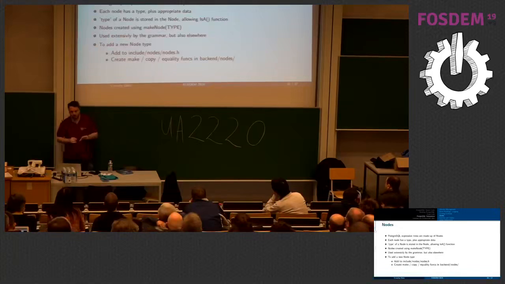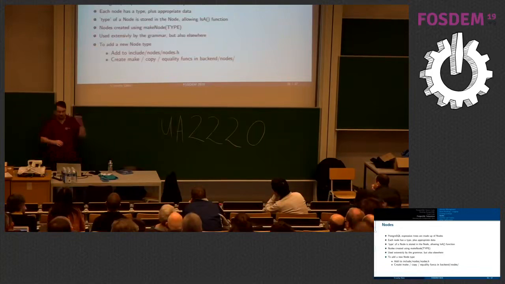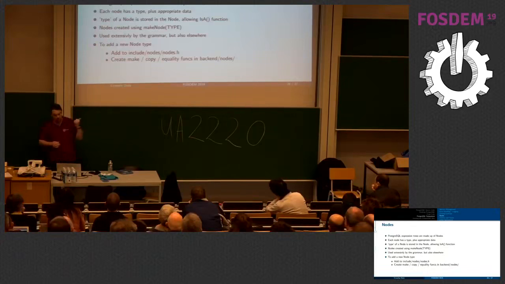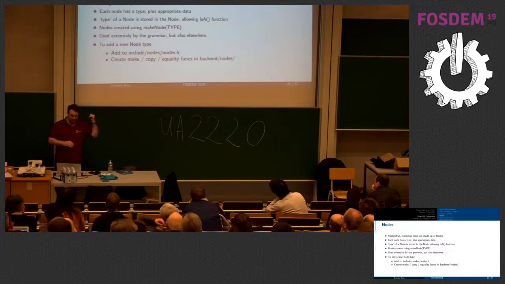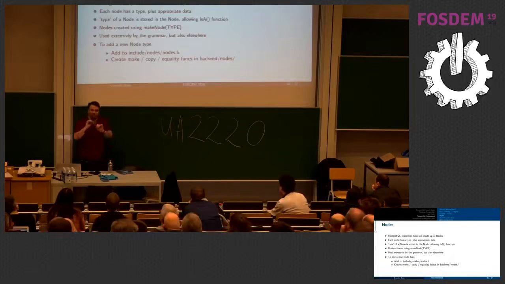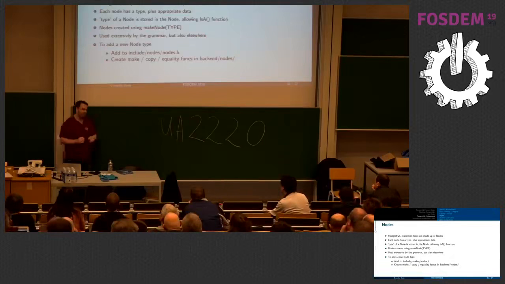So I talked about nodes earlier. Expression trees are made up of nodes. Every node is a type plus a bunch of appropriate data. The type is stored as the first item inside of the node structure, so you can use IsA on it to determine what kind of a node it is. Whenever you create a node, you should be using makeNode, and then you need to make sure that you add into nodes.h and then all of the make, copy, and equality function pieces inside of backend nodes. So if you add a new node into the system, there's a bunch of stuff that you have to go add, a bunch of boilerplate essentially. Things for knowing if the two nodes are equal, things for knowing how to copy that node.